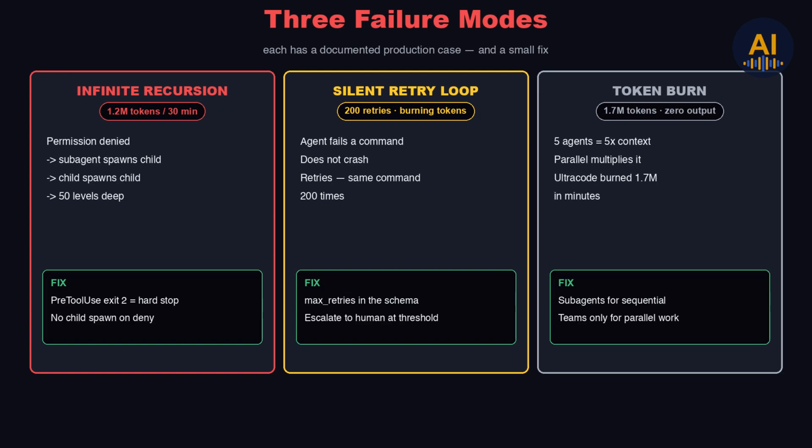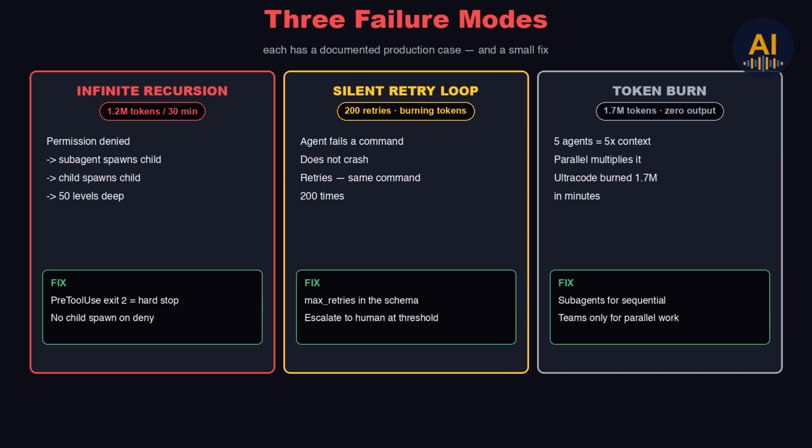3 things will break your pipeline if you don't design around them. First, infinite recursion. When a subagent hits a permission denial, it can spawn a child to try a different path. That child spawns a child. A documented production case hit 50 levels deep and burned 1.2 million tokens in 30 minutes on a task that should have been a 2-minute Git clone. The fix is the PreToolUse hook with exit code 2. When you deny, you hard stop, you don't suggest a workaround.